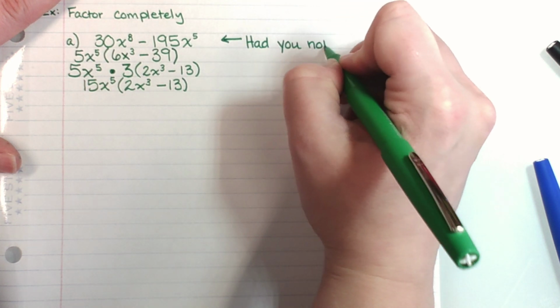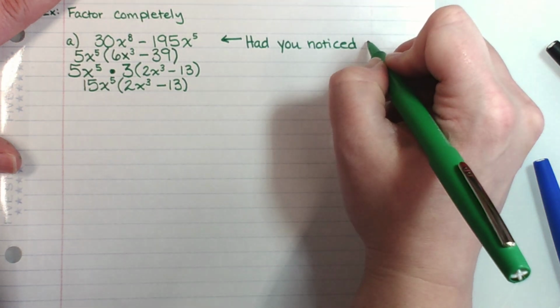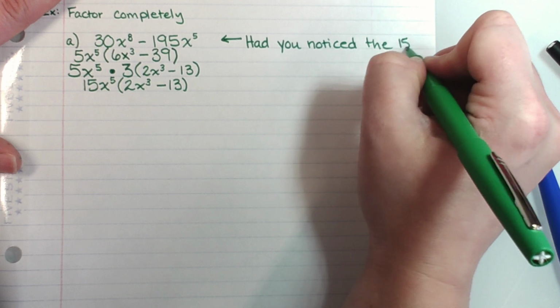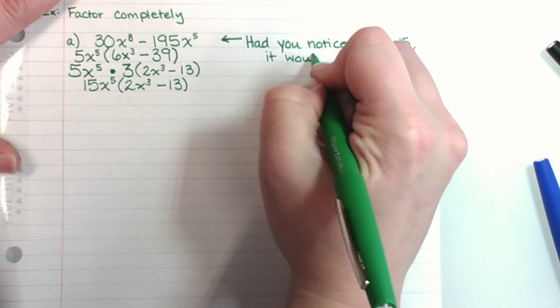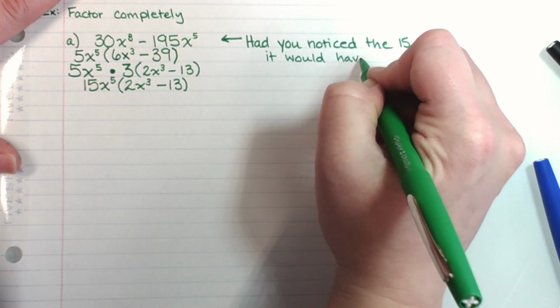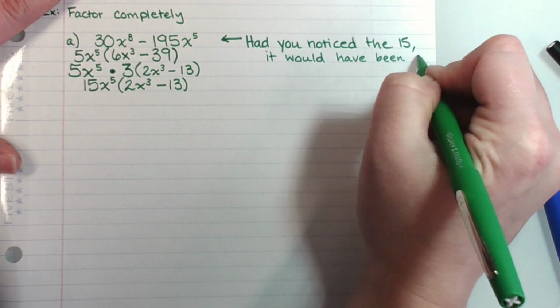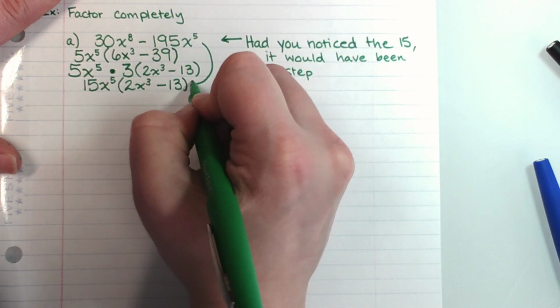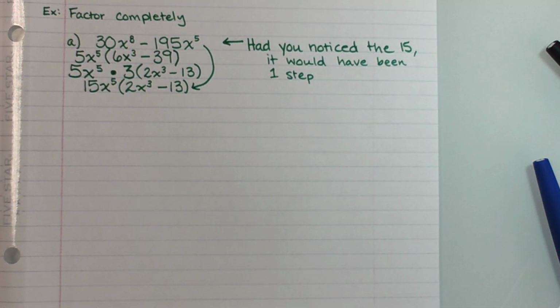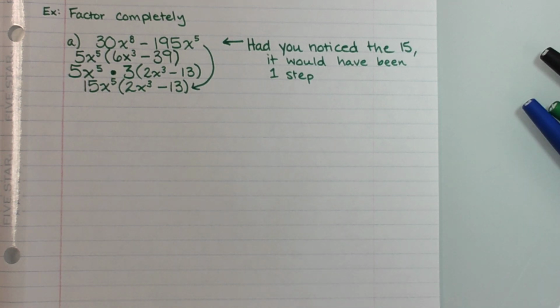Had you noticed the 15? It would have been fewer steps. Specifically, 1 step. You would have gone directly from here to here. Assuming, of course, you got the x to the 5th at the same time. So, if you are struggling to find the greatest common factor, my point is, find any common factor.